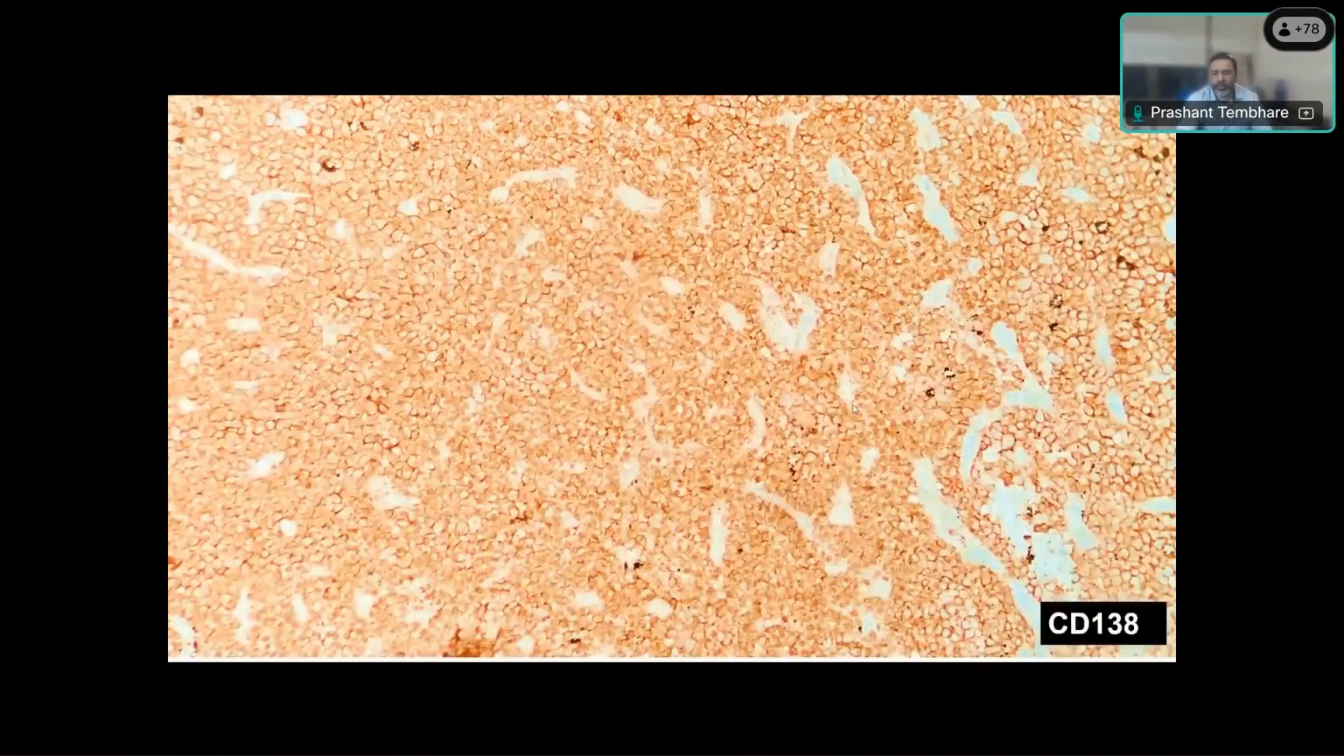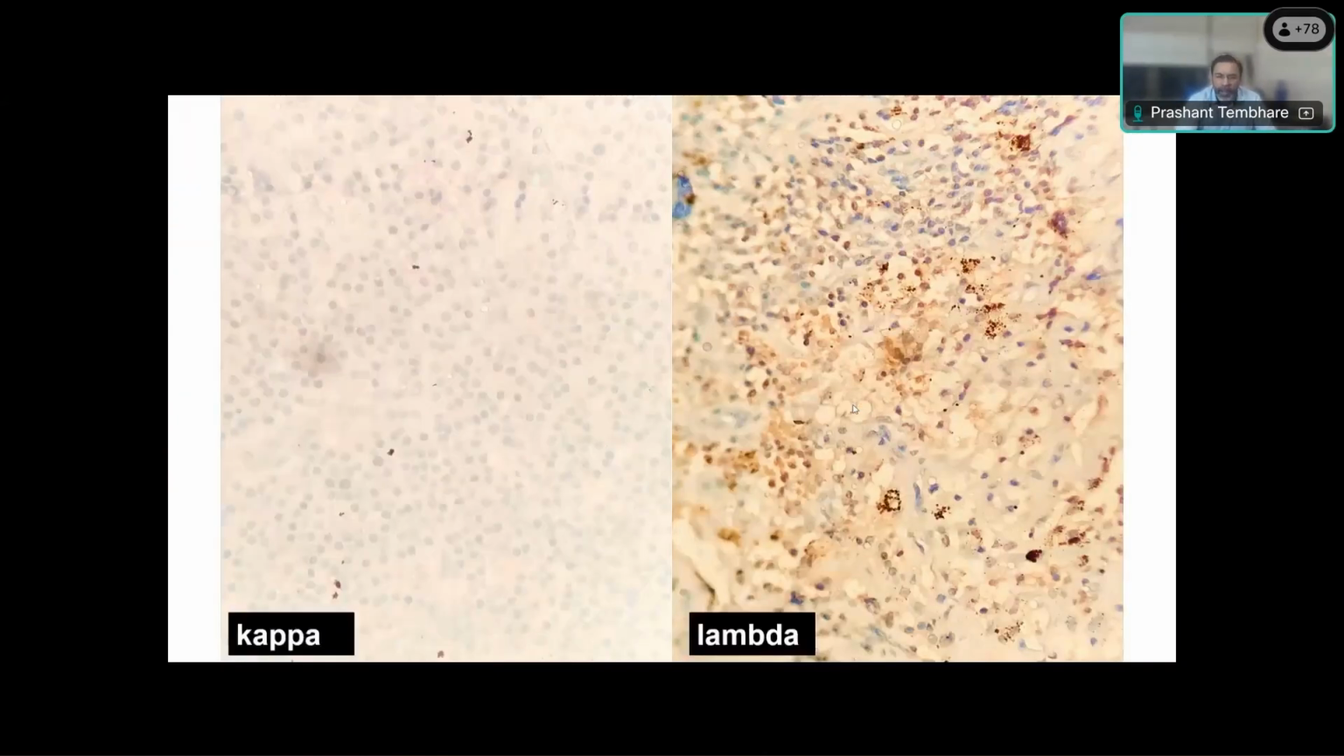And immunohistochemistry was done. CD138, you can see is positive in all cells there. And this is the IHC for kappa and lambda. You can see that some light chain restriction is there. Some lambda positive cells are there. This is the issue with plain IHC. That's why in situ hybridization for light chain gives better results. But still, you can appreciate that some of the cells are showing lambda light chain restriction.